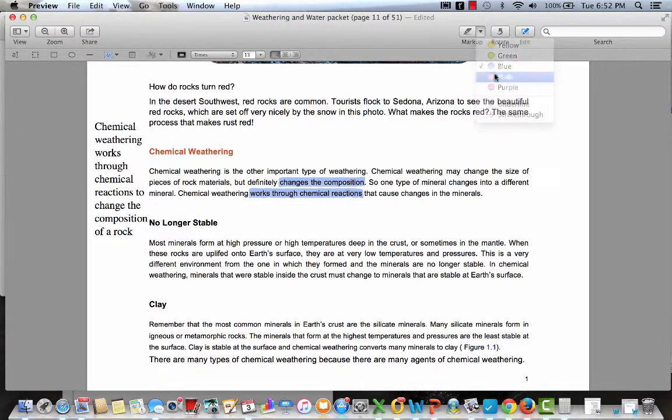If we were to highlight in this passage, we might put high pressure, high temperatures deep in the crust. Earth's surface, low temperatures and low pressure. And then minerals that were stable must change to minerals that are stable at Earth's surface. Let's highlight this whole thing. So we've got a lot of highlighting going on here.